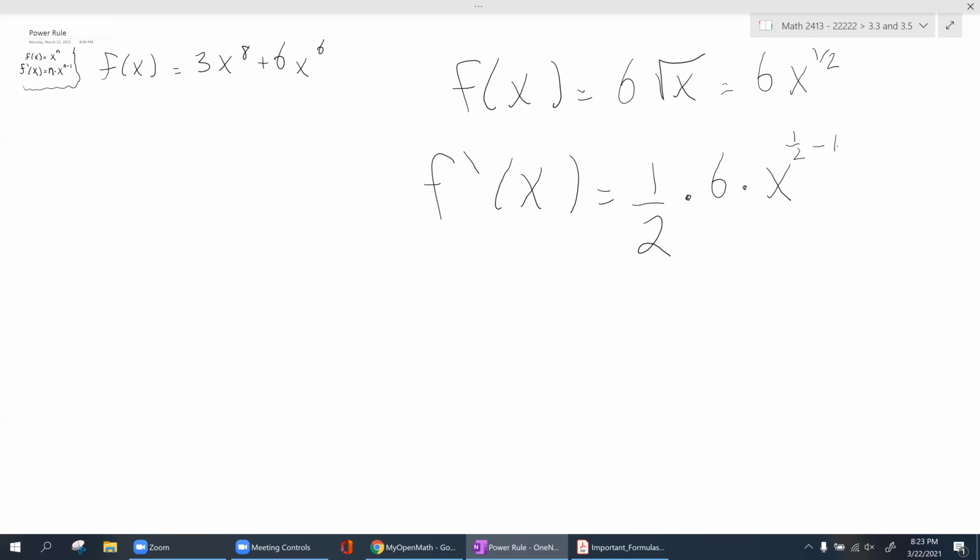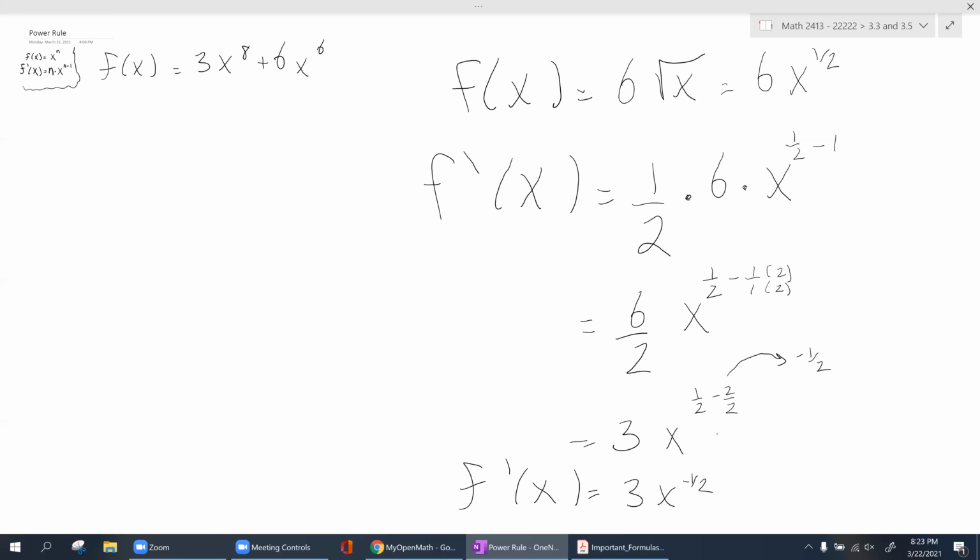And again, here you want to be careful, right? Because we're subtracting fractions. So in other words, f prime of x is 6 over 2 x to the 1/2 minus 1 over 1. And in order for me to combine fractions, they need to have the same denominator. So this is going to be a 2. That has to be a 2, meaning 6 over 2 gives me 3. This is x to the 1 over 2 minus 2 over 2, right? And just focusing on this fraction here, that is negative 1 over 2, simplified. So my derivative is 3x to the negative 1/2.